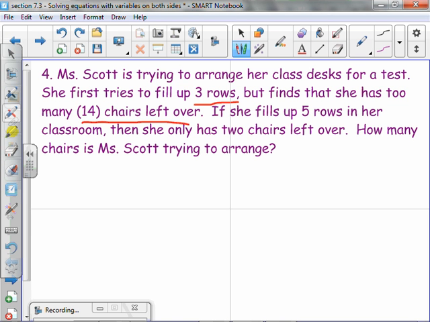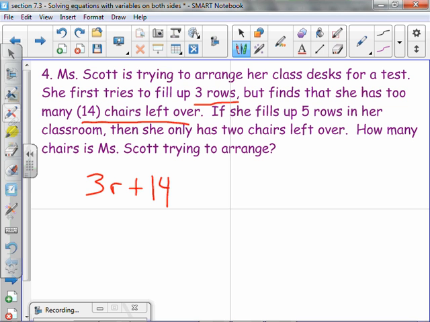Okay? So the way that we will express this is the number of chairs she has is equal to 3 times R, however many are in a row. Okay? So 3 times R, and how many does she have left after that? 14. She's got 14 left, so 3R plus 14 will equal all of her chairs. She finds that she has too many doing that, though.